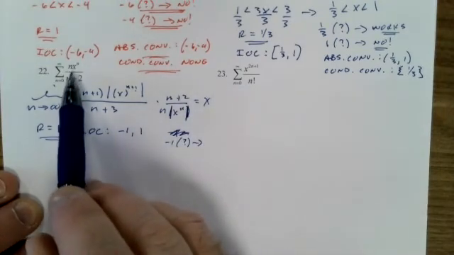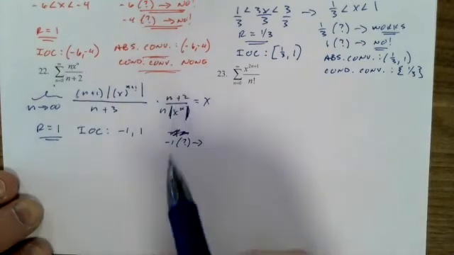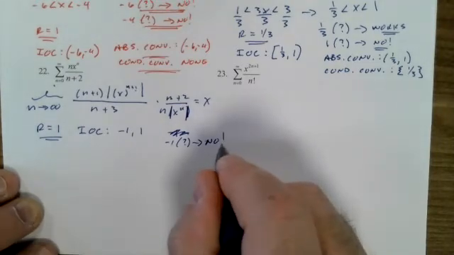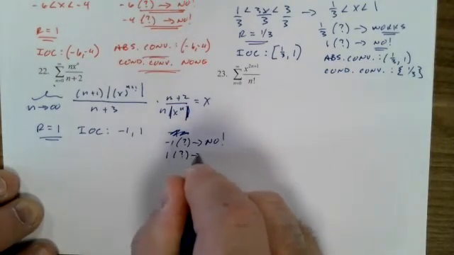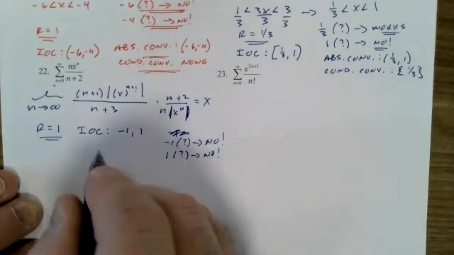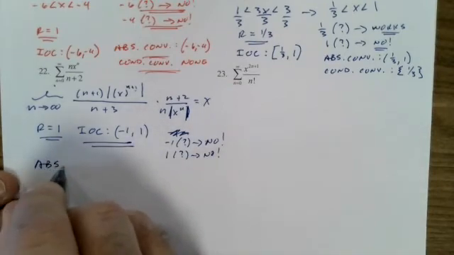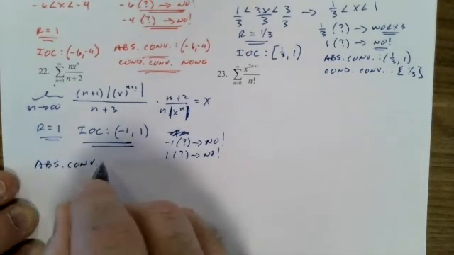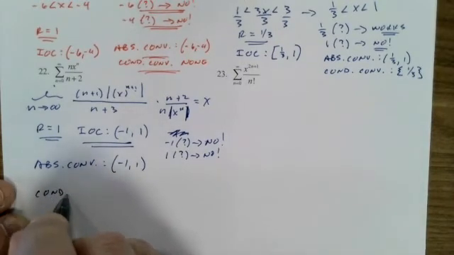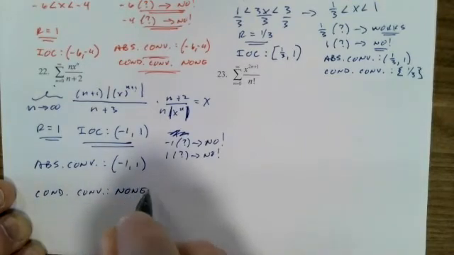Now this is going to get weird. -1 gives us alternating on top, but we have n over n, so it doesn't matter. These are both no's. Which is, for some very bizarre reason, oddly satisfying. And then absolutely convergent, -1 to 1. Conditionally convergent, none.